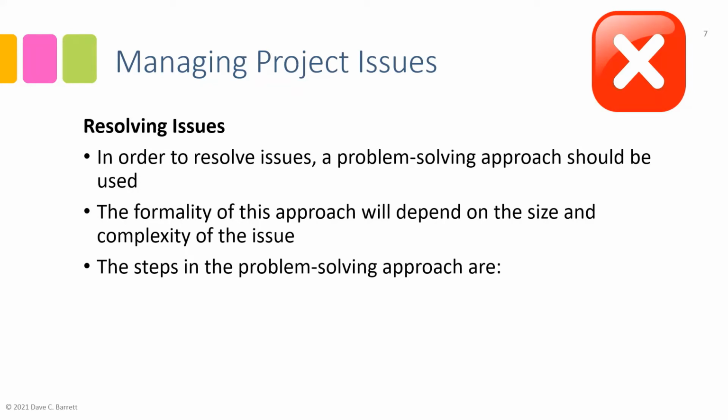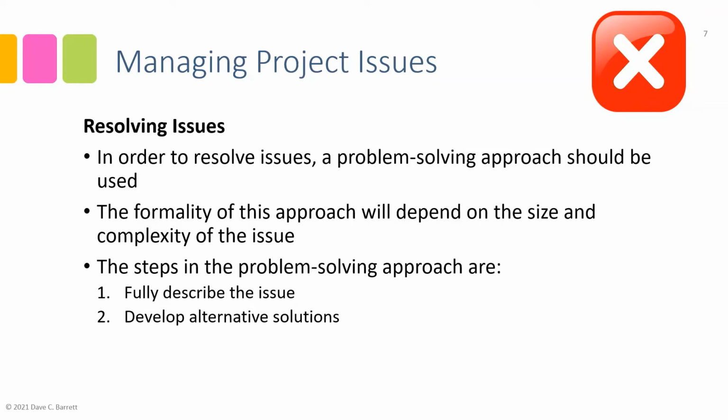The steps in the problem-solving approach for this textbook and this lecture are as follows. First, fully describe the issue, fully understand what the issue is, and by describing it, there is an increase of understanding. Who's involved? What's the impact? When does it occur? What conditions cause it to occur? Everything we know about it is documented. Next is to develop alternative solutions. Now, in some issues, particularly simple ones, often the solution is obvious. It's an obvious issue, and then we do this.